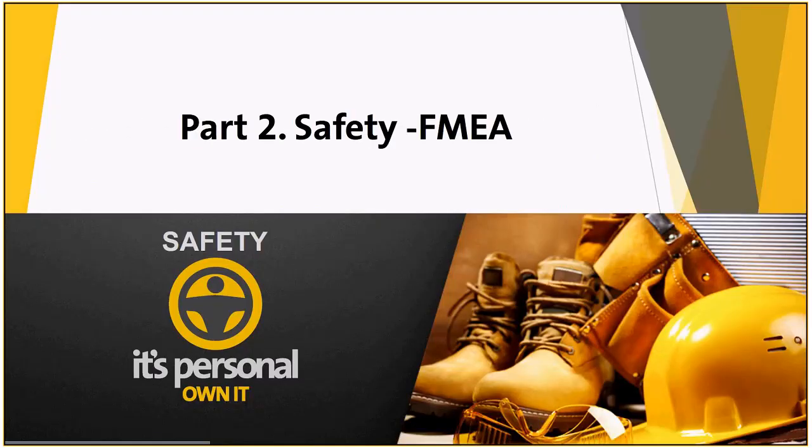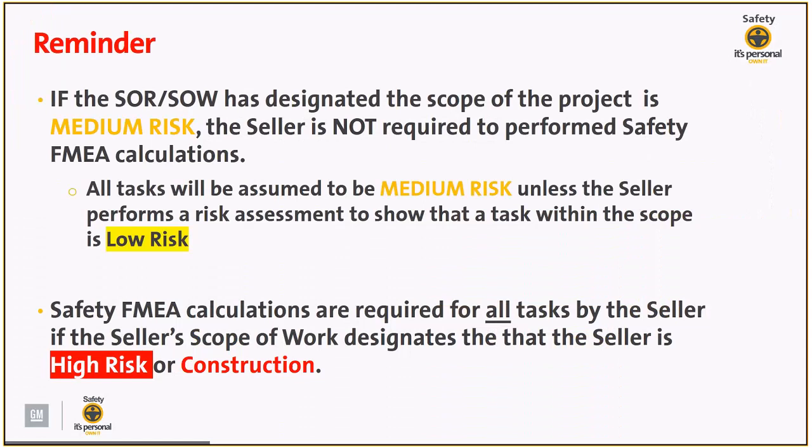Part 2, Safety FMEA. Just a reminder, if the SOR has designated the scope of work of the project as medium risk, the seller is not required to perform safety FMEA calculations. But in that instance, all tasks will be assumed to be medium risk unless the seller performs a risk assessment to show that the task within the scope is low risk. So make sure you understand that.